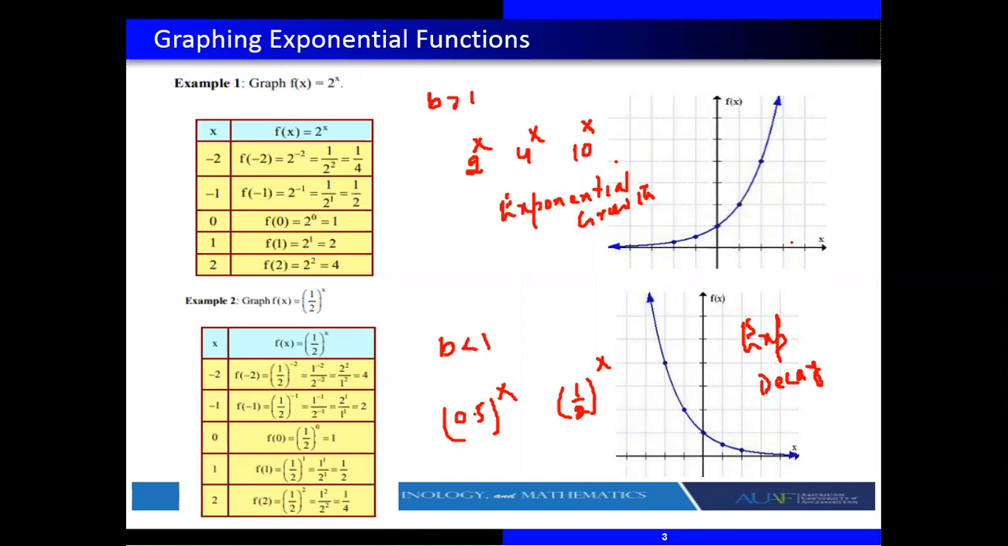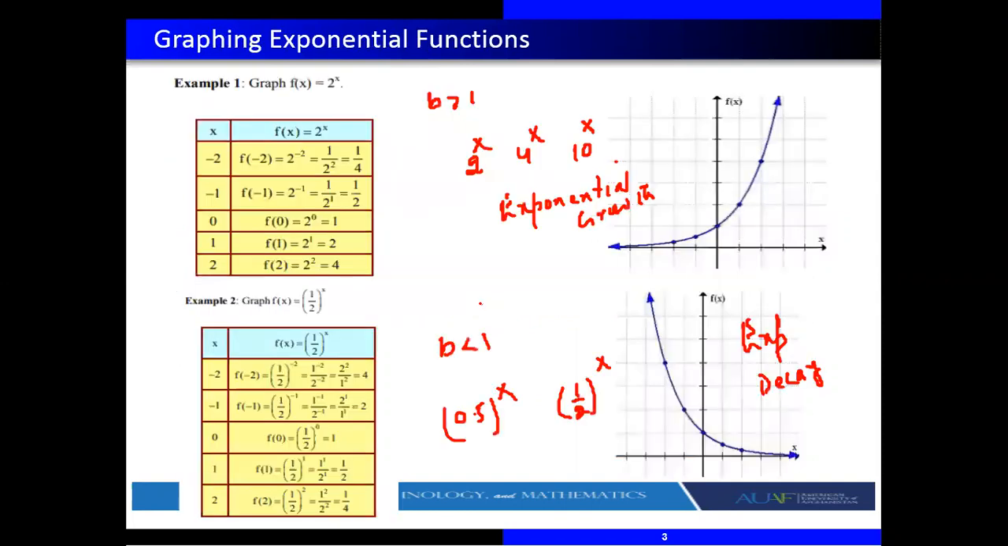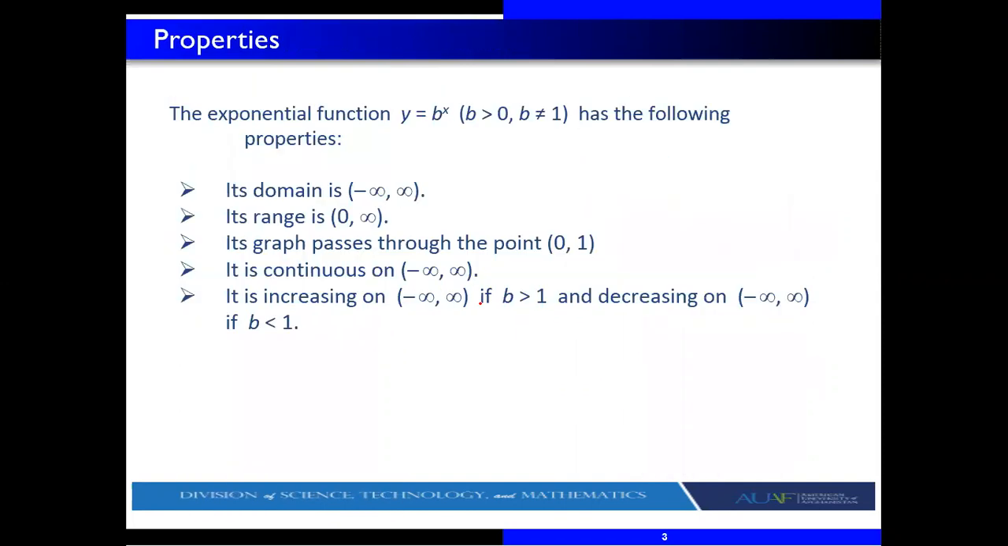So the first graph is for exponential growth. The second one is for exponential decay. For exponential growth the base value is greater than one, but for exponential decay the base value is less than one, like greater than 0 but less than 1, 0.1, 0.2, 0.3 possible. Correct? Okay, these are the similarities and differences between these two graphs. Then you can study what the properties of the exponential function are.